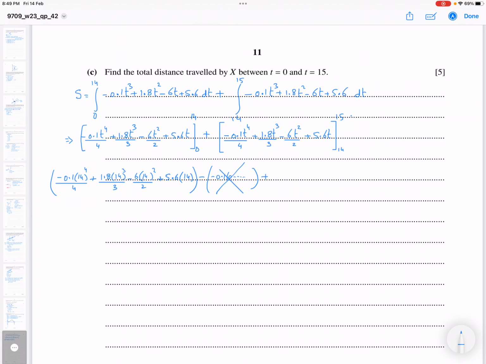Plus now for the second portion, whose limit is from 14 to 15, upper limit minus lower limit, minus 0.1 times 15 power 4 over 4 plus 1.8 times 15 power 3 over 3 minus 6 times 15 power 2 over 2 plus 5.6 times 15, upper limit minus now lower limit, and that would be minus 0.1 times 14 power 4 over 4 plus 1.8 times 14 power 3 over 3 minus 6 into 14 square over 2 plus 5.6 times 14.